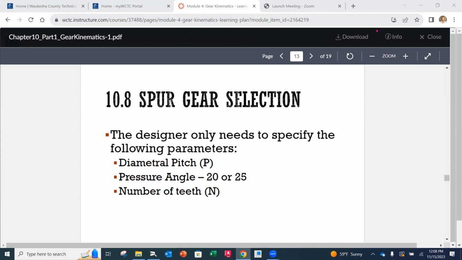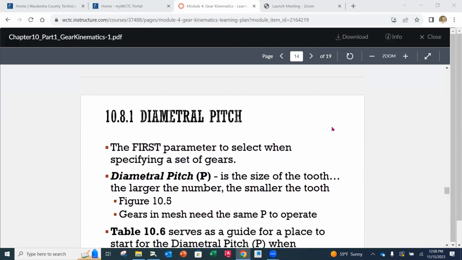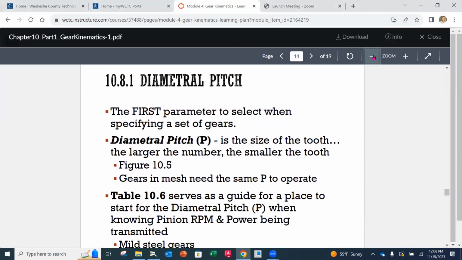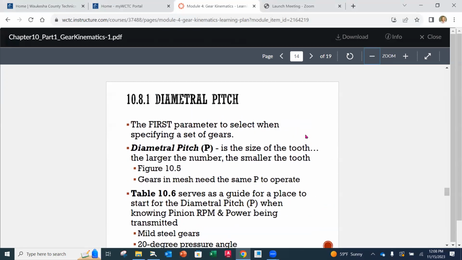And then to round out the specification of our gears, kinematics wise, we're going to be determining the number of teeth on our pinion, the smaller gear in the set, and the gear, the larger gear in the set. So: diametral pitch, pressure angle, and number of teeth. As we go forward, here is a little bit of information on each one of those parameters individually.